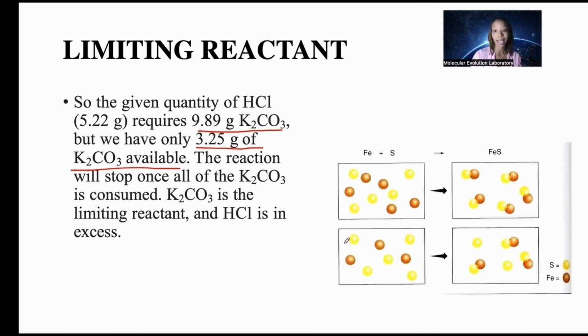Here, this is basically showing the representation of iron and sulfur as we discussed previously. As you can see, the sulfur atoms are represented by the yellow atoms. Iron is represented by the red atoms. In this case, we see that iron is the limiting reactant because we have unbound sulfur here.